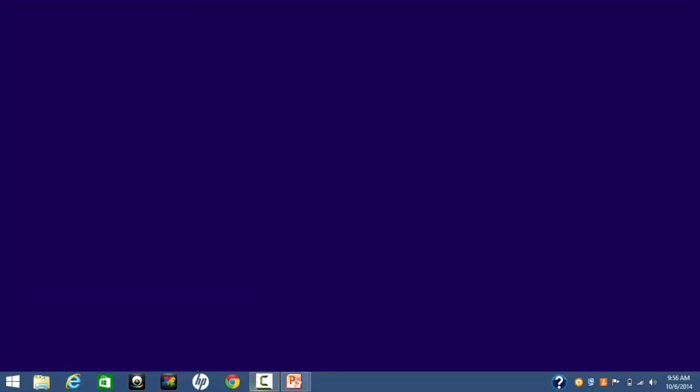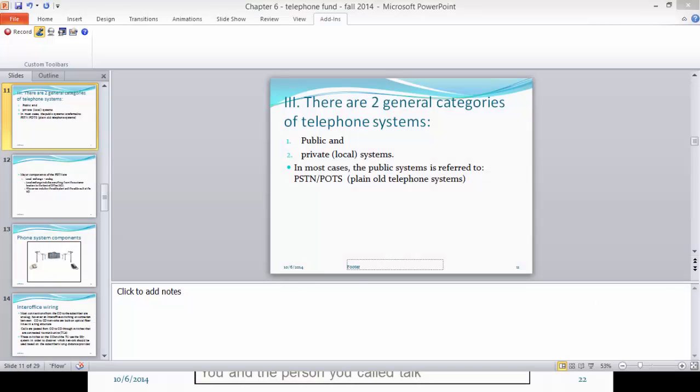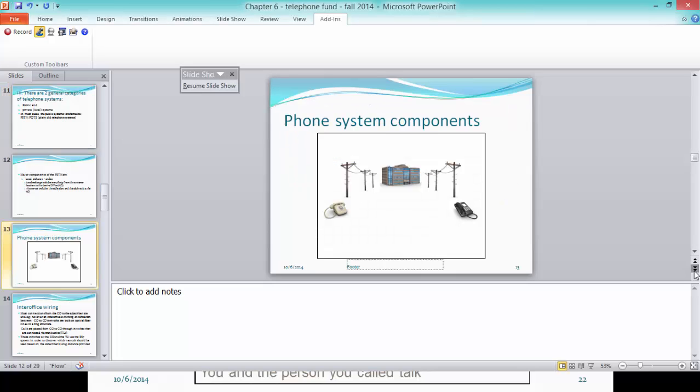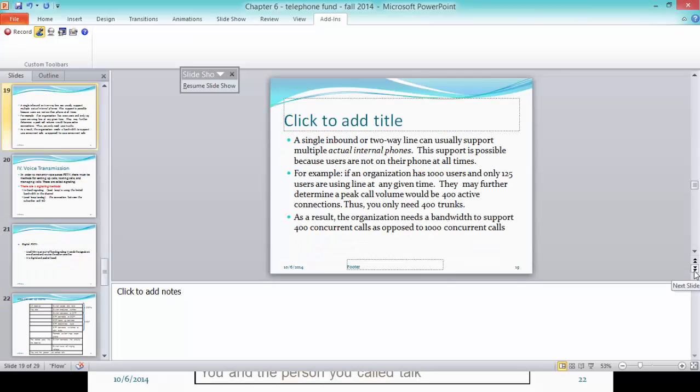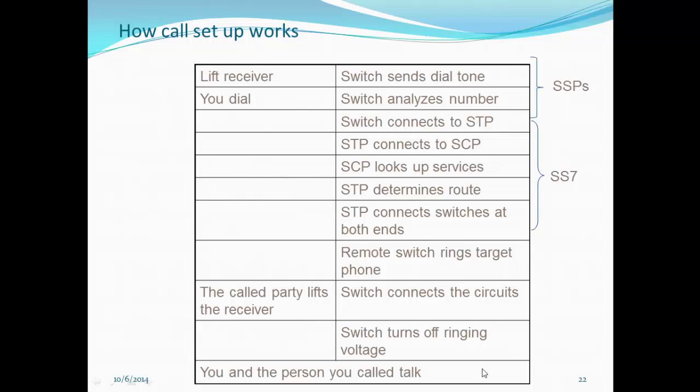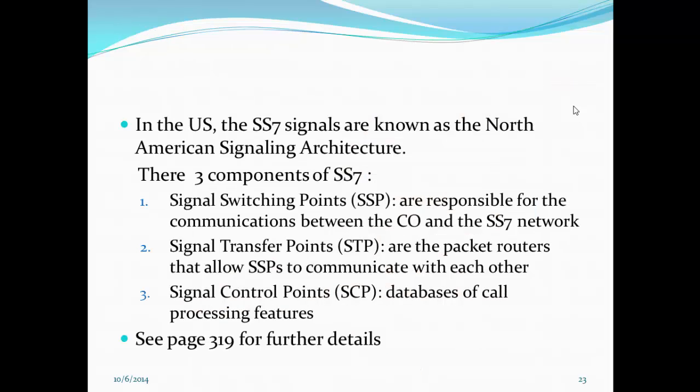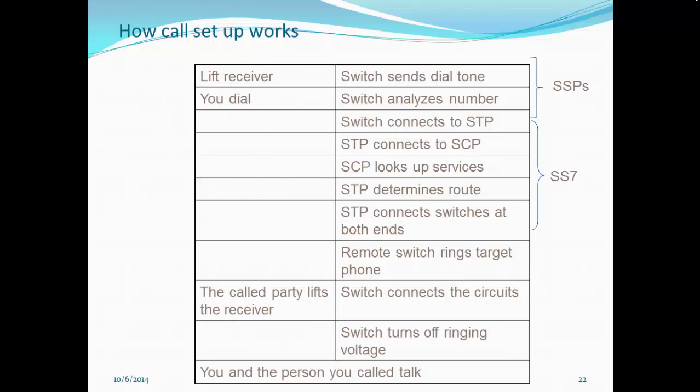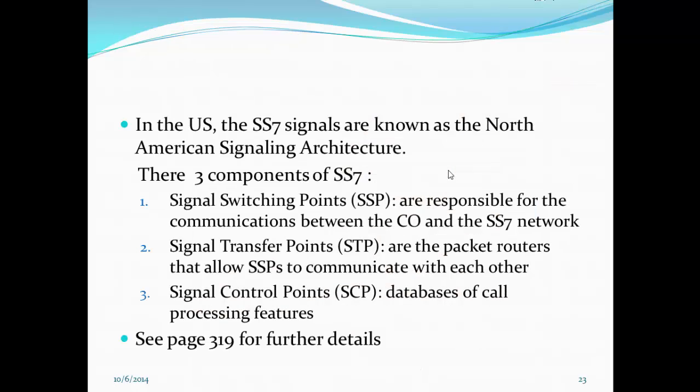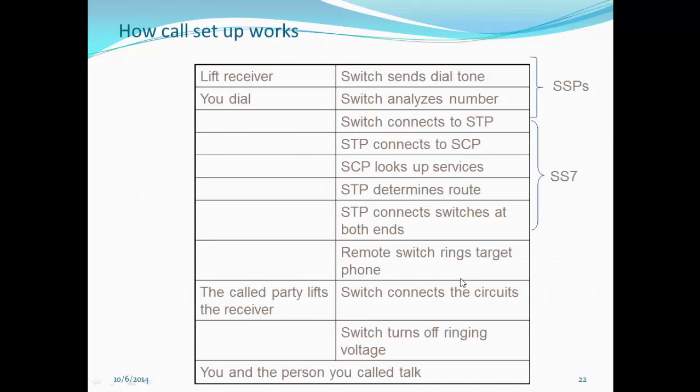Okay, how does the call setup work? Let's say that we're going to make a phone call. The switch sends a dial tone and the switch analyzes the number. This is called SSP. SSP is the signal switching point, responsible for the communication between the CO and the SS7 networks. From the switch it connects to the STP, the signal transfer point, which are the routers that allow the SSPs to communicate with each other. So the switch connects to the STP and the STP will connect to the SCP.